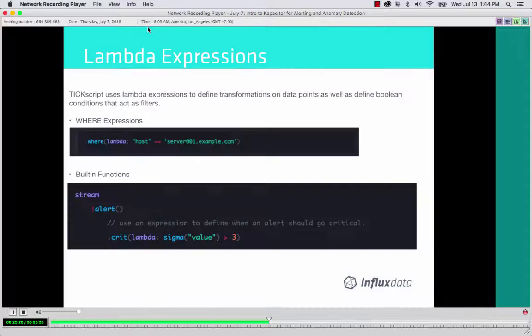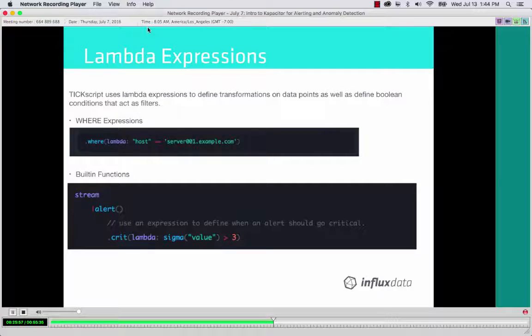So one thing that may have popped up by now is we have these Lambda expressions. TICKscript uses Lambda expressions to define transforms on data points, as well as define Boolean conditions that can act as filters. So suppose we have this where statement, we pass in a Lambda to where, and we say where host is equal to server001.example.com.